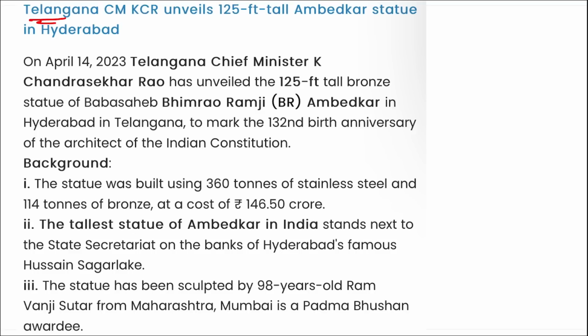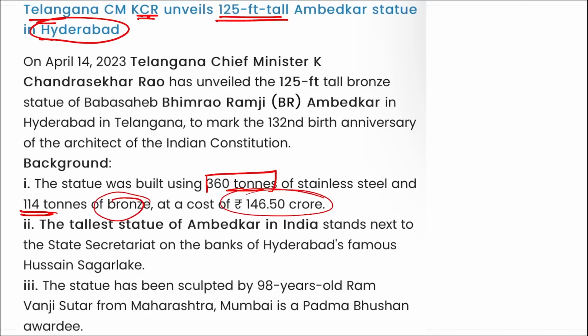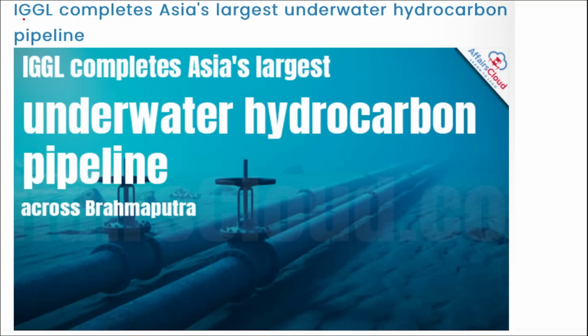Next, Telangana's Chief Minister KCR unveiled a 125 feet tall Ambedkar statue in Hyderabad, and this is a bronze statue. It is of 360 tons plus 114 tons of bronze, and the total cost for the production of this statue is 146.5 crore rupees. Next, IGGL has completed Asia's largest underwater hydrocarbon pipeline, and this pipeline is built under which river? Under the Brahmaputra. So these were the important revision parts, friends.